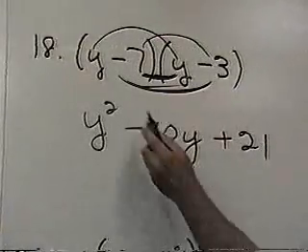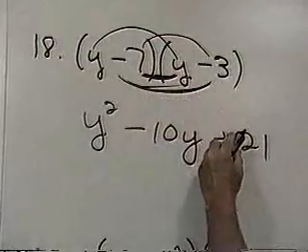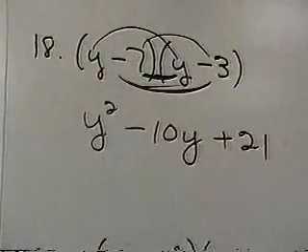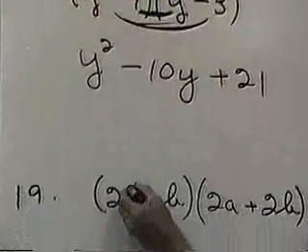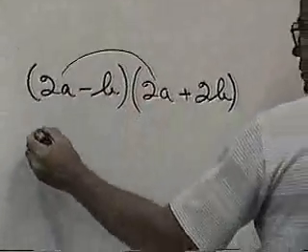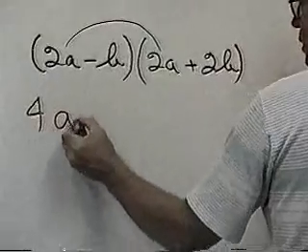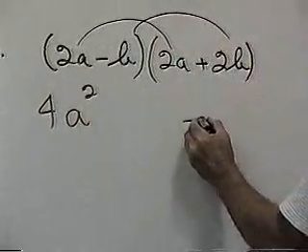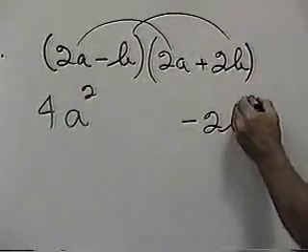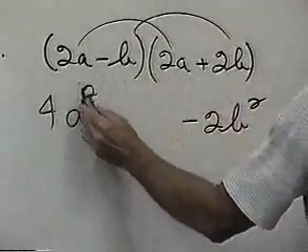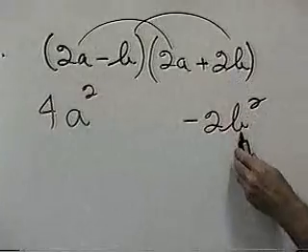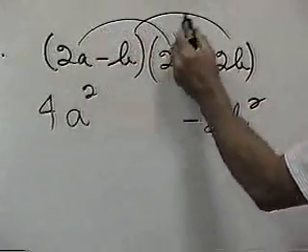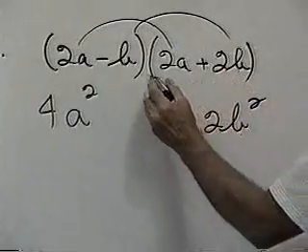Okay, first times the first, last times the last, inside, outside. All right, let's take the next one. First times the first, 4a squared. Last times the last, minus 2b squared. A times a is a squared. B times b is b squared. So the first times the first, last times the last.